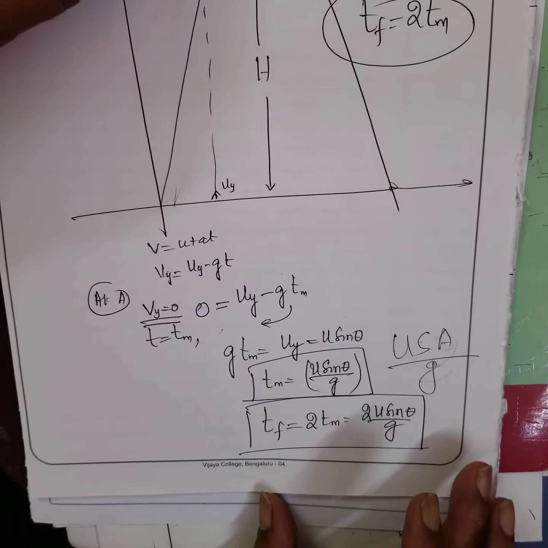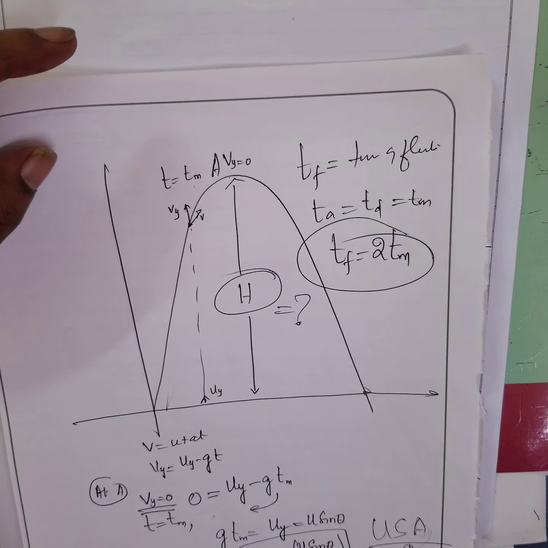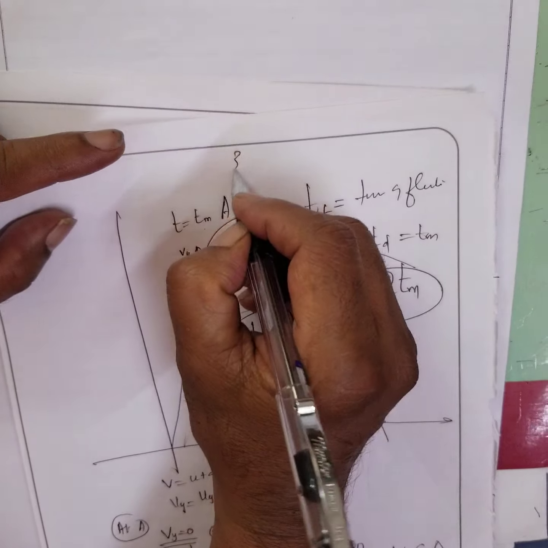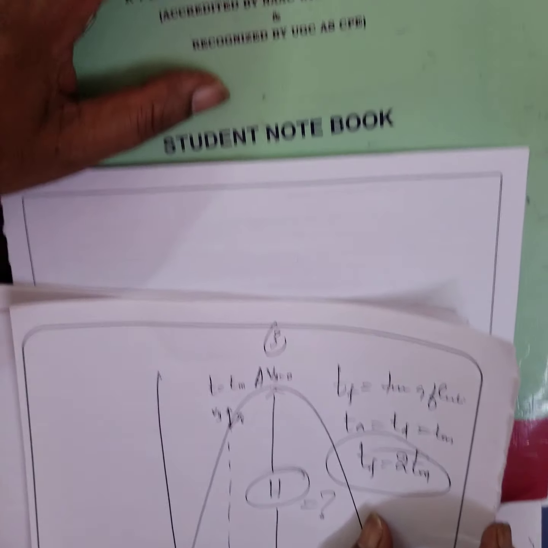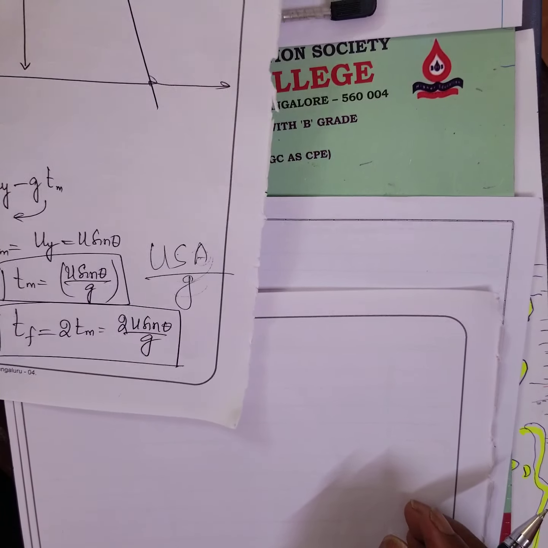Got it? See, now I want to calculate the maximum height. How to calculate the maximum height? It is very simple. Use this formula.